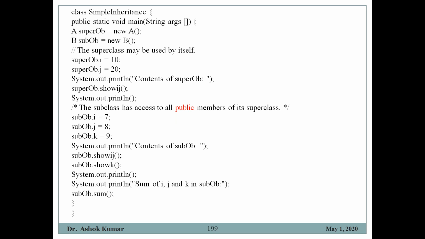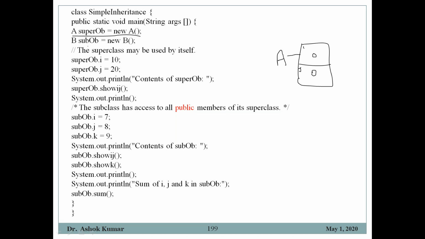So here we are creating the object of the A class, that is a superclass. I'm going to represent it here diagrammatically. This is your superclass and it has two members, i and j. When the constructor is called, these two members will get initialized to 0 automatically, because these are of type integer, and its reference is A.